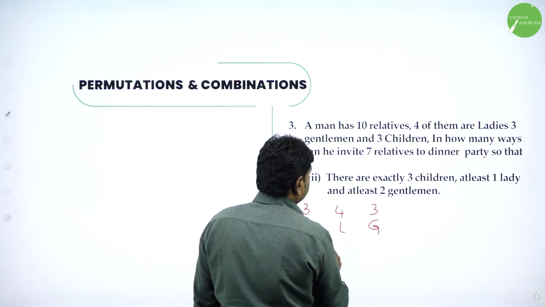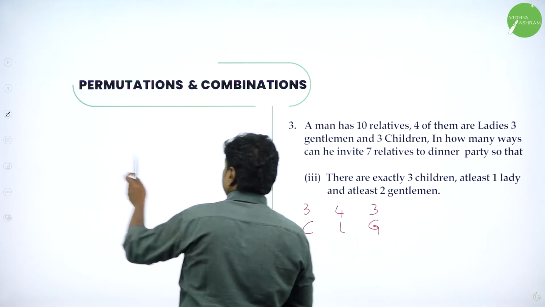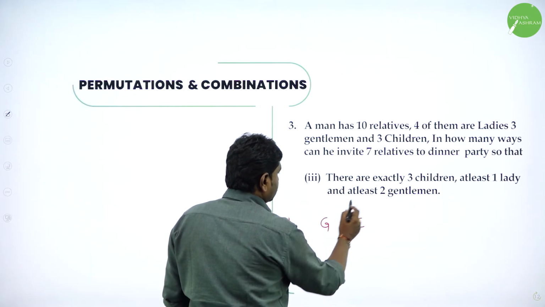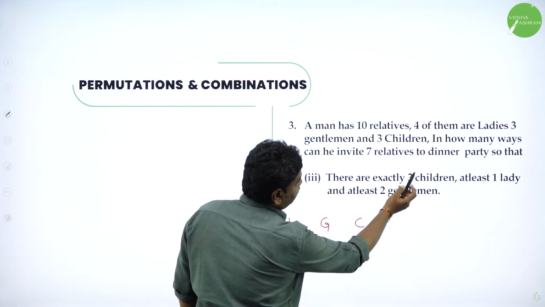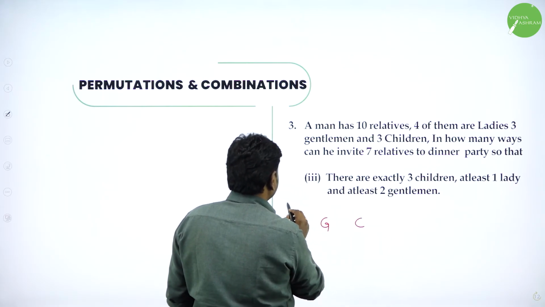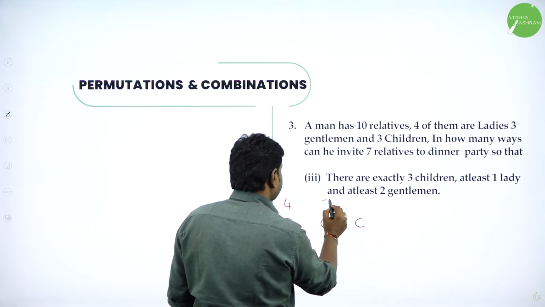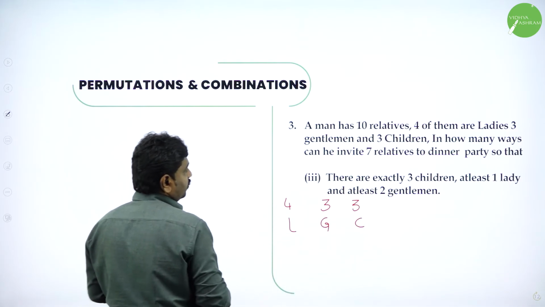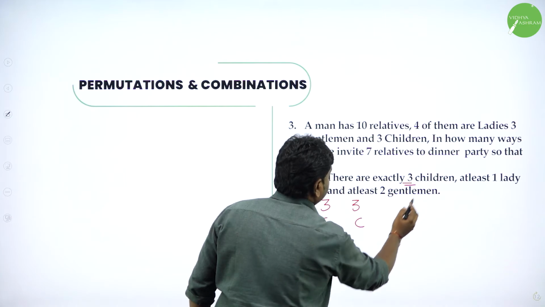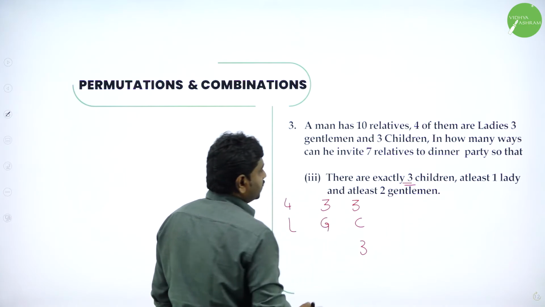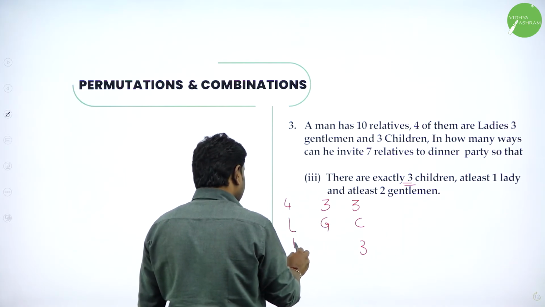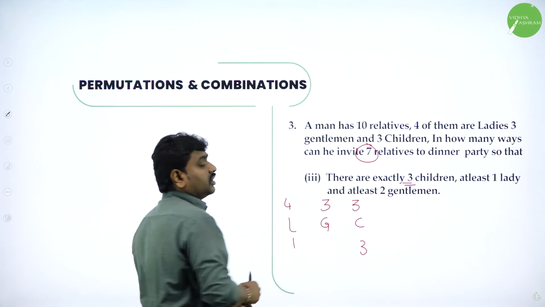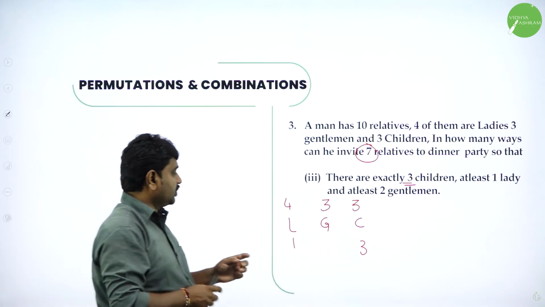Gentlemen 3. Same question. Okay, I'll write in the same order as what we have done now. We have ladies, gentlemen, and children. Here 4 ladies are there, 3 gentlemen are there, 3 children are there, and how many to invite? Exactly 3 children. Children is fixed. At least one lady, that is, one or more ladies. The total number of invitees should be 7. In total you have to invite 7 people.